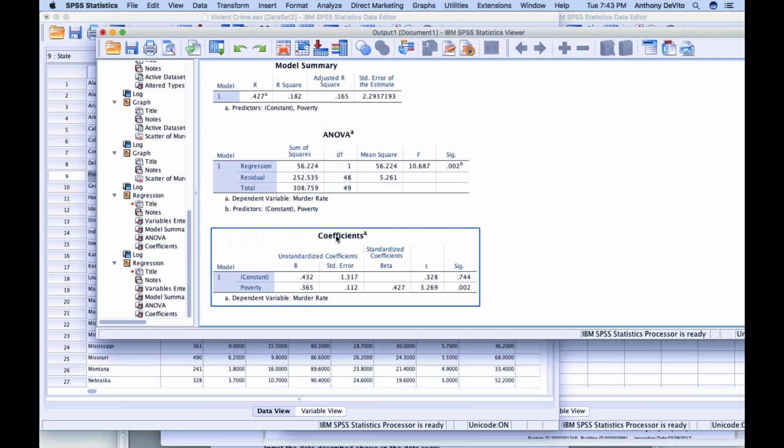I go down here, and my new equation is the poverty rate times 0.365 plus 0.432 is equal to the murder rate. That's what I'm predicting with that line. Okay, this is a little bit more predictive. It's 18%. Let's combine the two of these and see what it looks like.